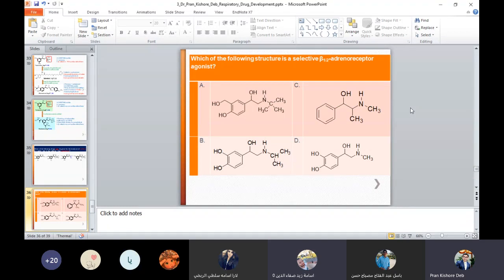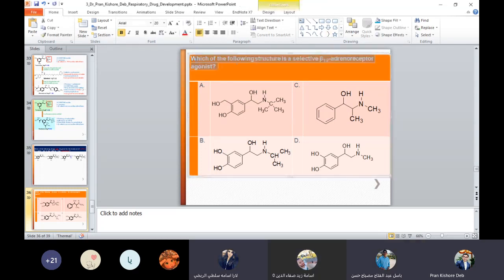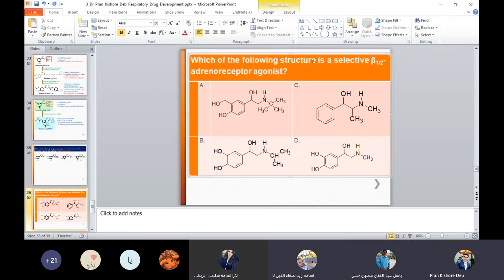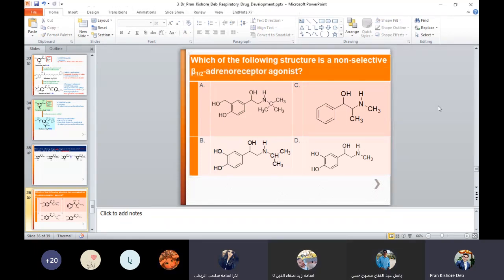So what is the correct answer? A and C. A and B. No, all of you are wrong. Read the question. I enlarge the question again. It says which one of the following is selective beta 1 and beta 2, which will bind to both. I can write non-selective beta 1 and beta 2. That means which can bind to both beta 1 and beta 2? D only? No.